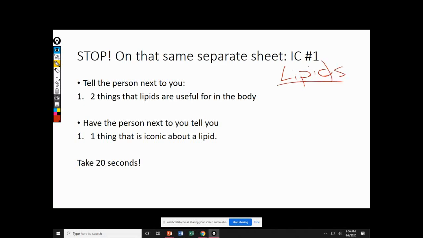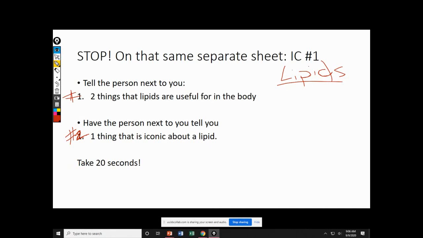Under lipids, you're going to have 2 bullet points again. Bullet point number 1 and bullet point number 2. Note this time, because lipids do so many things, you have to give me a list of 2 things that they do as your first bullet point.